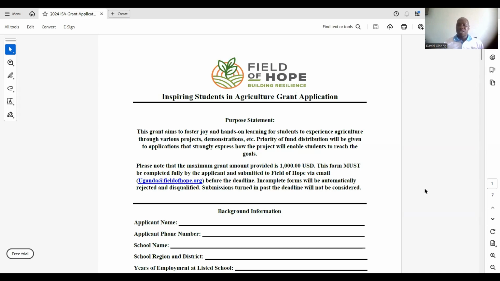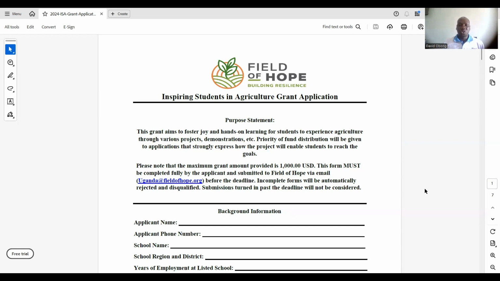So last week, Annie Ushaba took us through the introductory section of the application for the grant. She took us through what is this ISAG grant, why this ISAG grant, who qualifies for the ISAG grant, and then the procedure of getting the application form from the Field of Hope website. So today, I am going to take you through how to fill out the Inspiring Students in Agriculture grant application.